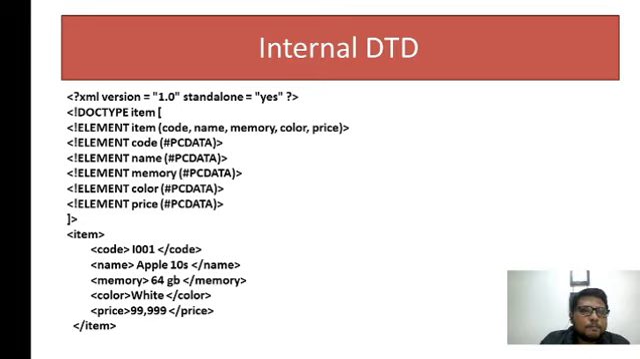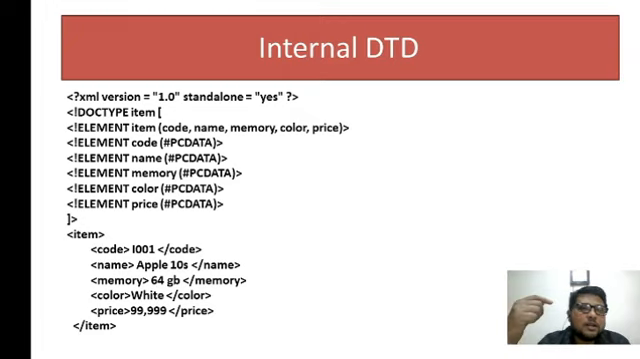See, in the second line you will see DOCTYPE item. This means the name of the DTD, the document type, is item. The root element's name should be there. Then I have a square bracket. Inside the square bracket, all the element names are first described.